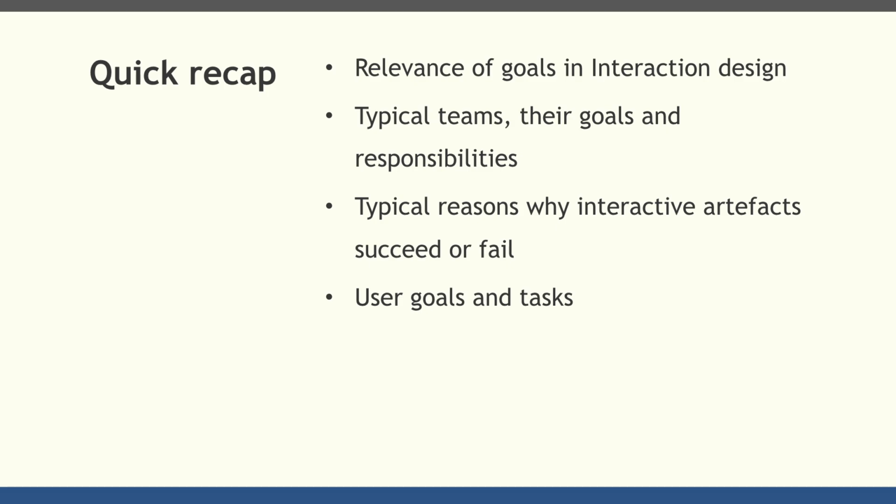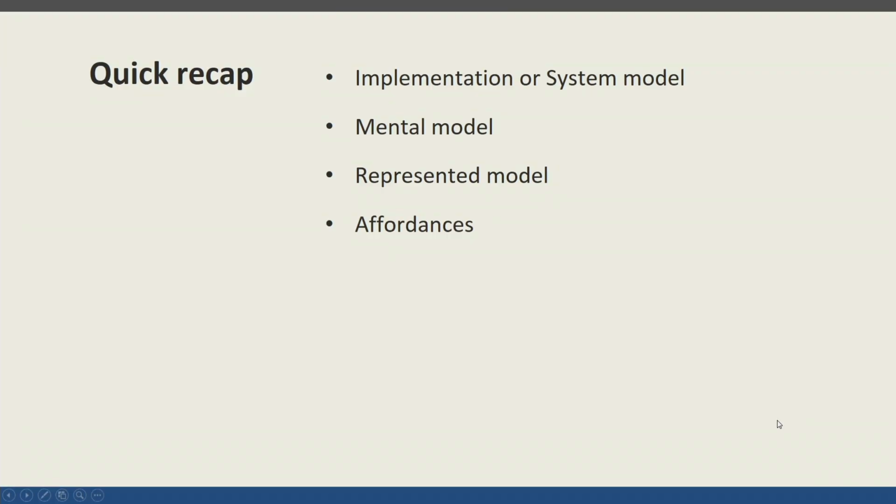We have also paid attention to typical reasons why interactive artifacts succeed or fail. And we have also given a lot of emphasis on understanding user goals and user tasks and how both of these things are different. That was the mid half of the last week. Later in the week, we had understood certain concepts around implementation or system model. Then we had understood what is a mental model, represented model, and a part of discussion on affordance was also carried out.